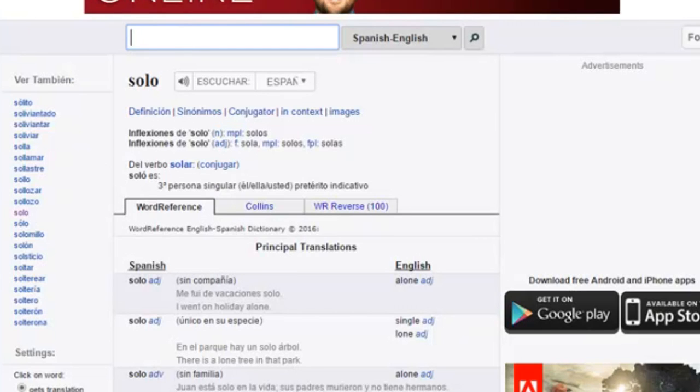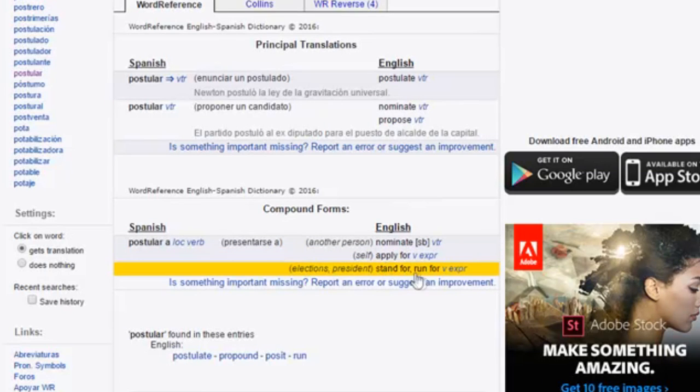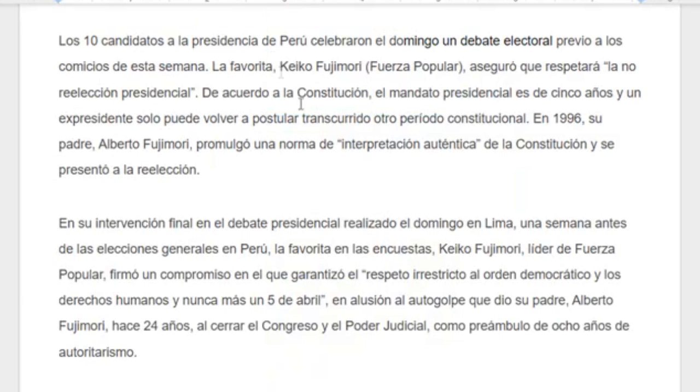It's probably not right, but basically I'm gonna say only return to run, transcorrido, otro per, to return to post during another period constitutional. Let's see what's going on here. Apply for, stand for, run for, which is what I thought it was. Now transcorrido is like during or something.